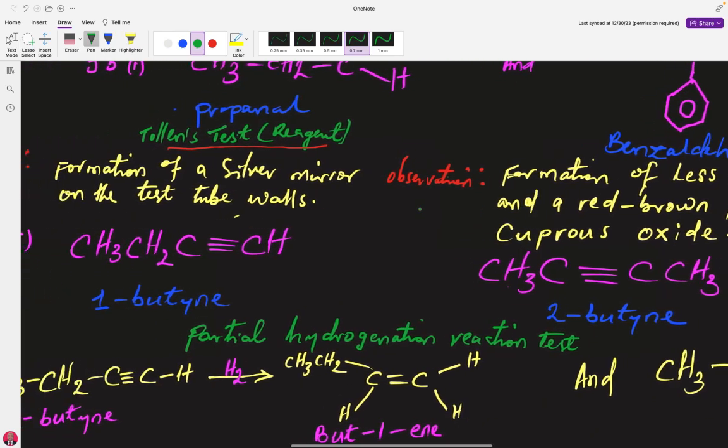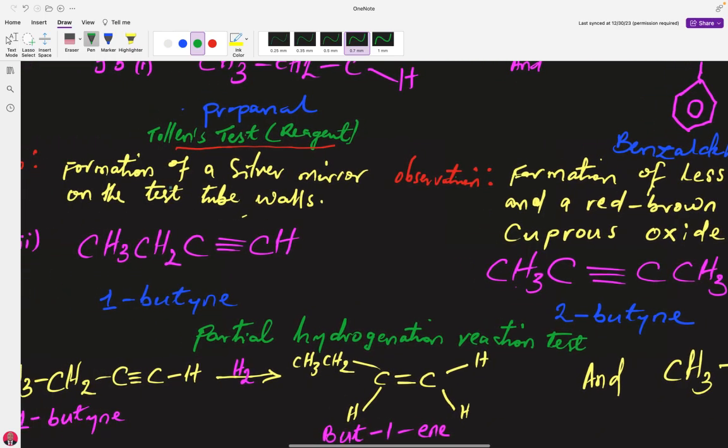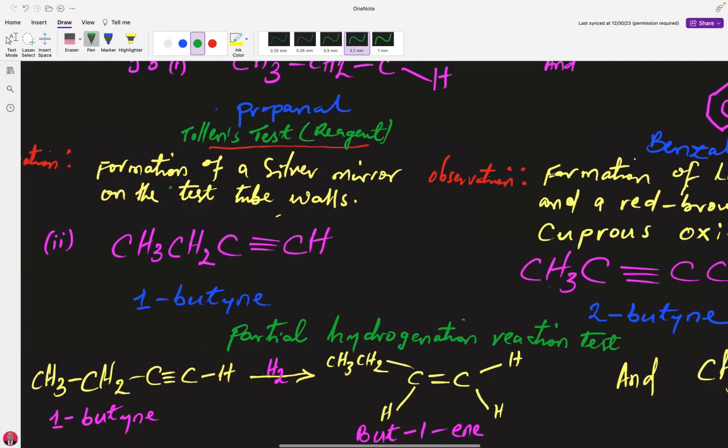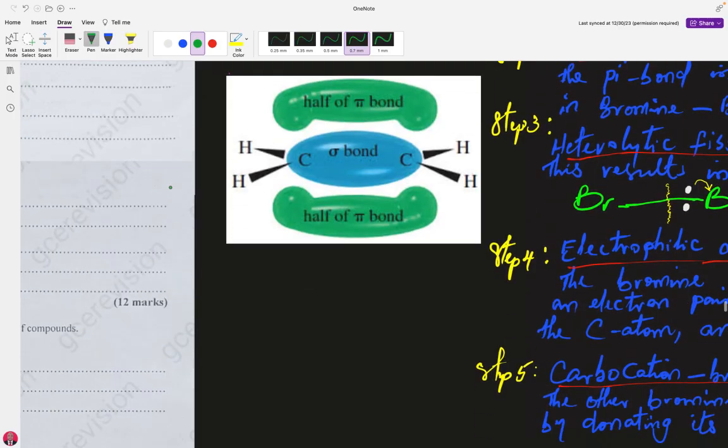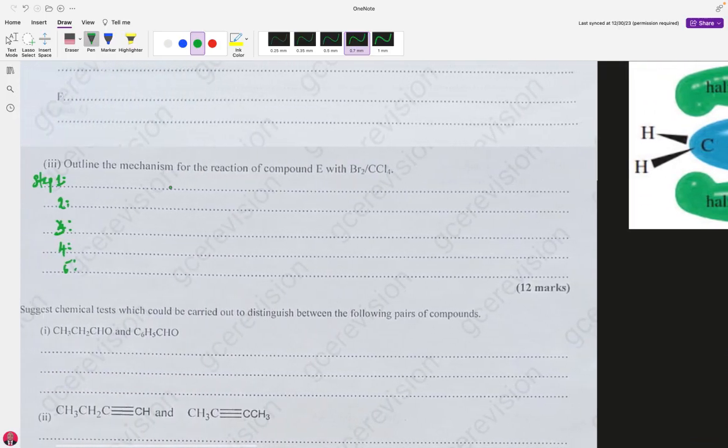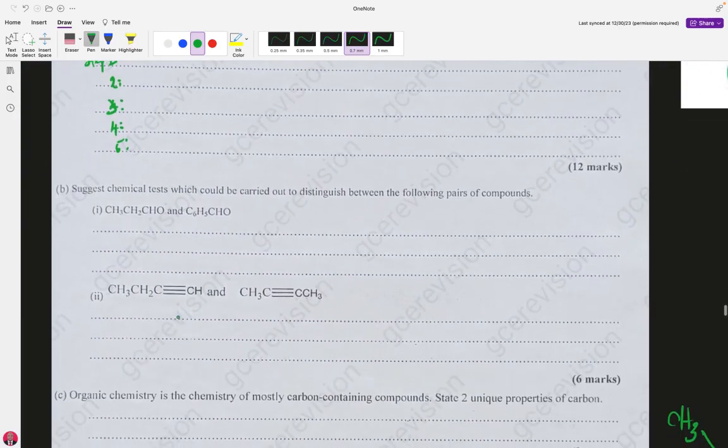The second one is what? The second one, according to this question, is between two compounds that were given. This is an alkyl group. These are all alkynes. They have triple bonds. Most learners will be wondering how this compound has a triple bond and this one has a triple bond. How am I going to differentiate them?